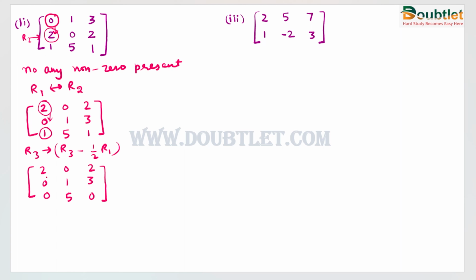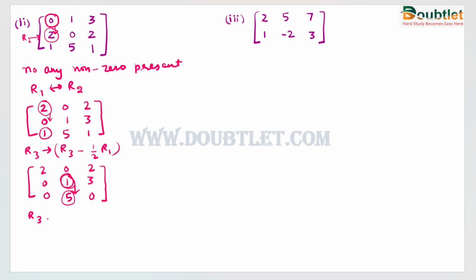Now we will move to the second row. In the second row, this element should be the leading element and it is non-zero. So this condition is also satisfied, which means we do not need any operation in this row. Then we will check the leading element in the third row. Sorry, actually, if this is the leading element, then all the elements below it in this column should be 0. But here 5 is non-zero. So we have to convert this 5 to 0.